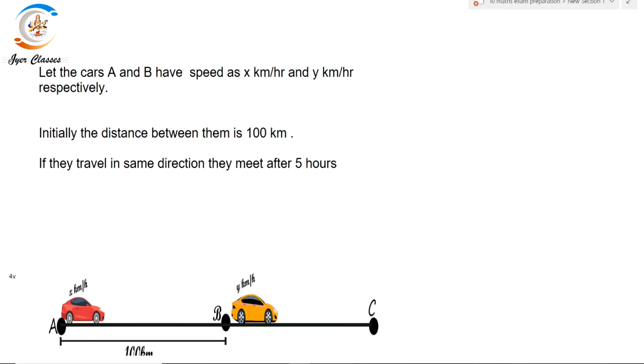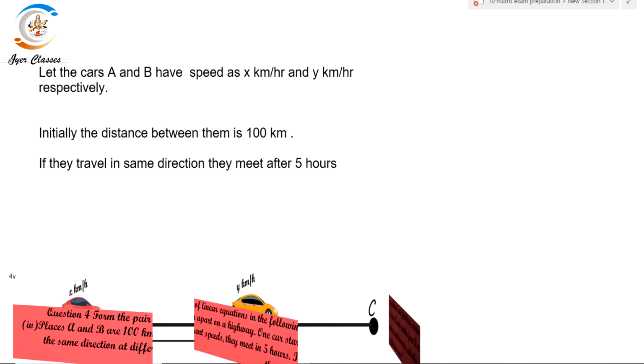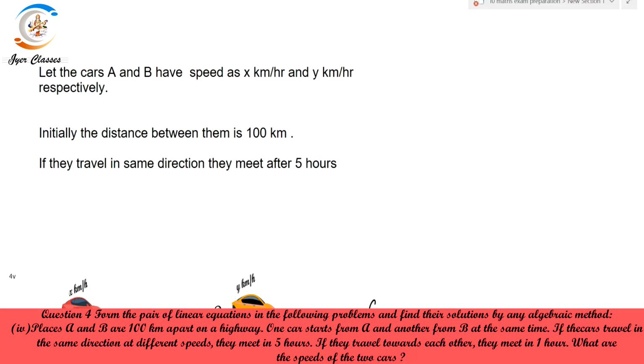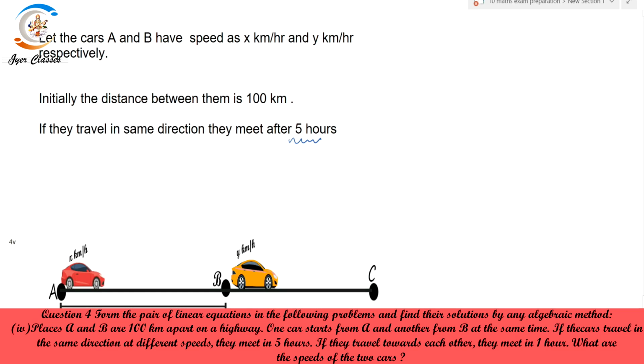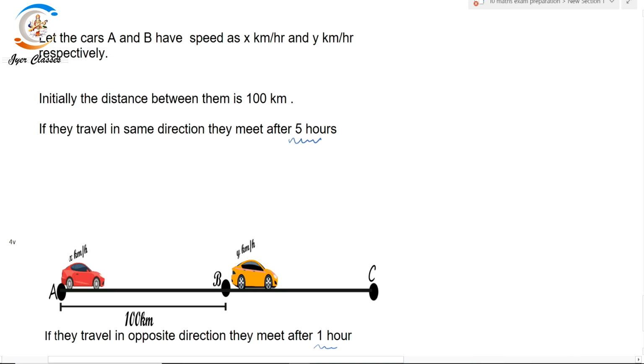Okay. The next question is a very interesting question, right? We have got two cars which are separated by a distance of 100 kilometers and if they travel in the same direction, it says that they meet after 5 hours, and if they are moving in the opposite direction, they meet after 1 hour. This is according to the question. Now, I am supposed to find out the speed of both the cars. So, for that, let me consider the speed of the first car, which is A, it is x kilometers per hour, and the speed of the car B, it is equal to y kilometers per hour. Right?